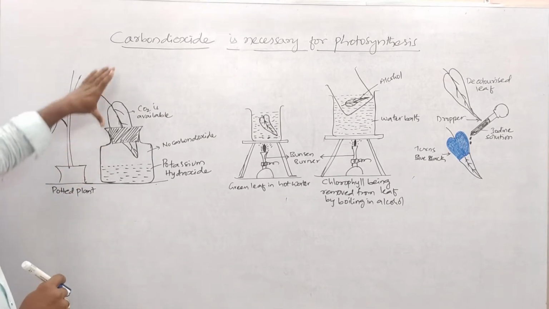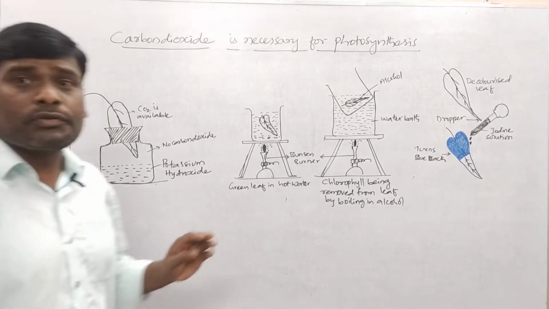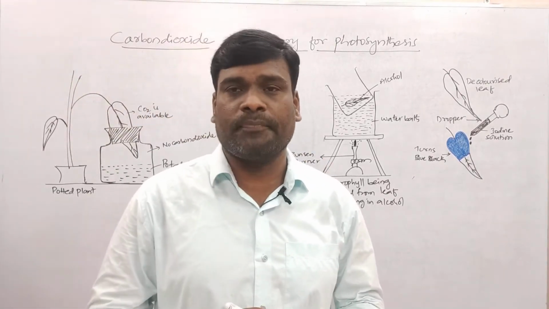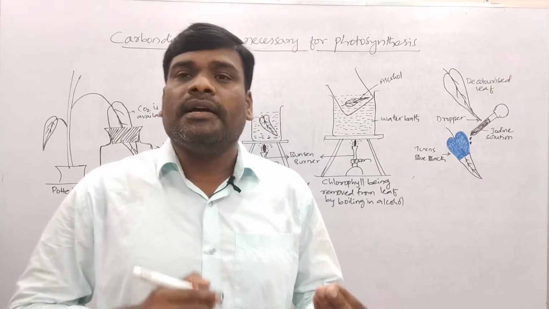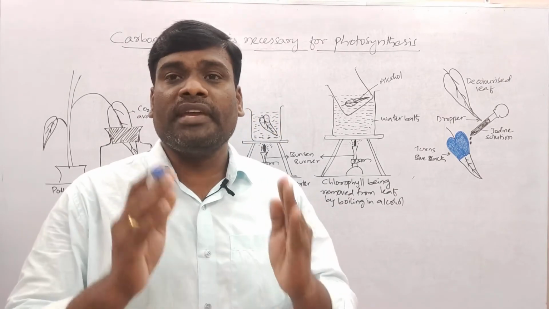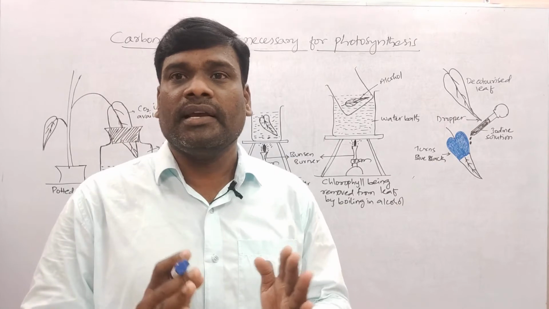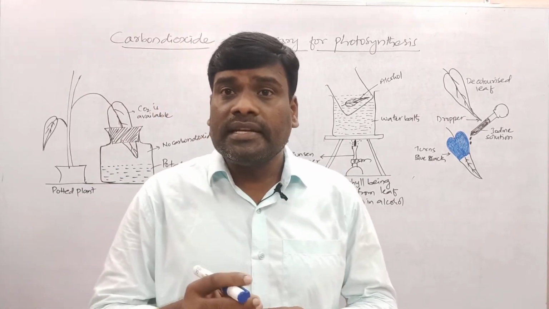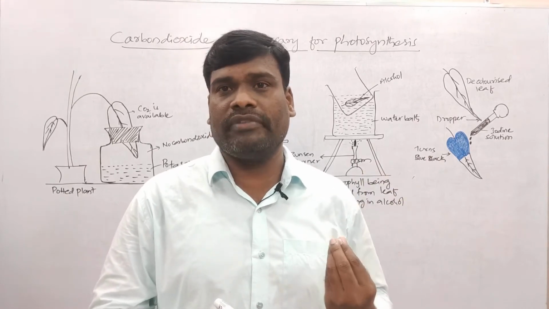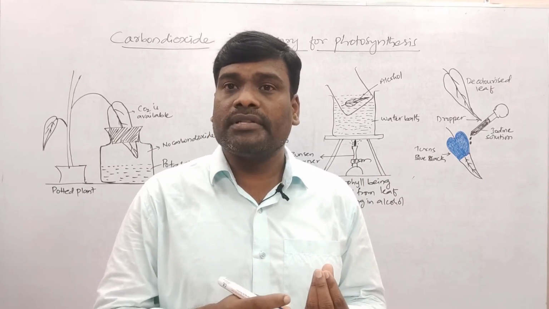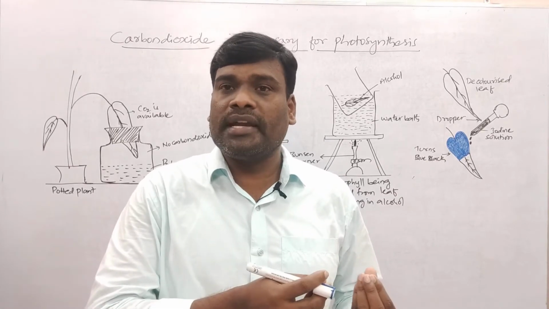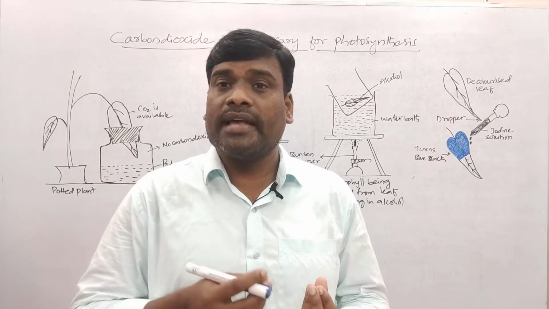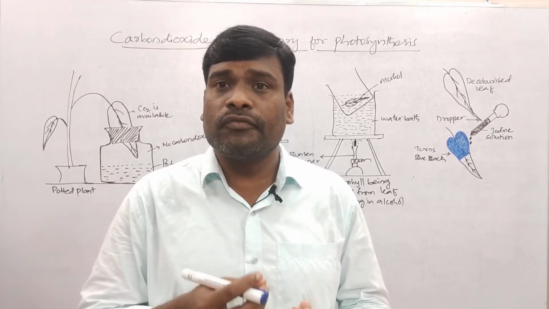For this experiment, we need to destarch the leaves of that potted plant. So how do we destarch the leaves? We have to place this potted plant in the dark for 3 to 4 days. When we place this potted plant in the dark for 3 to 4 days, what happens? It is in the dark, so it cannot carry out photosynthesis. As a result, it cannot synthesize its food materials.